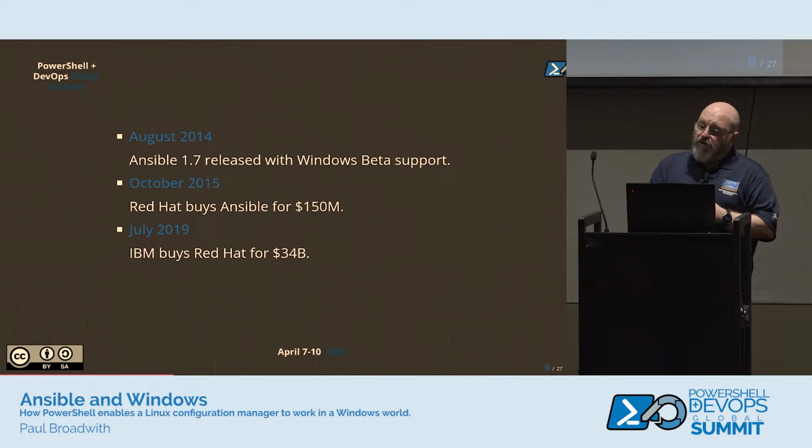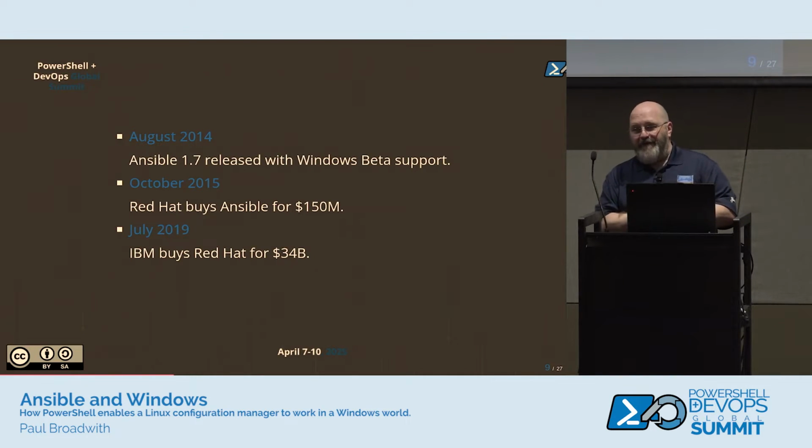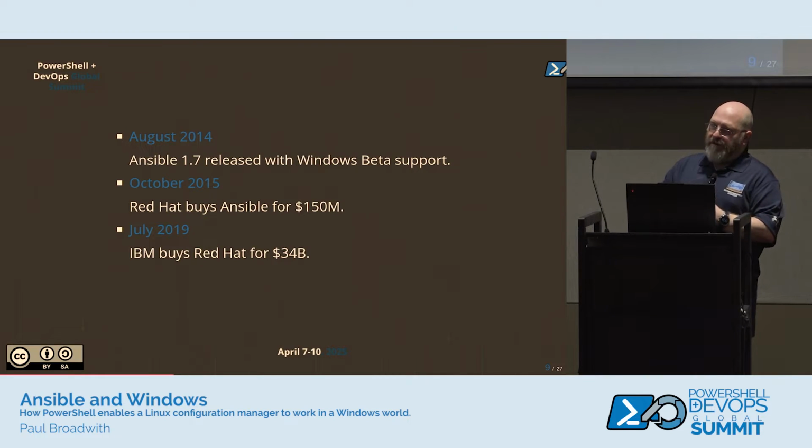And then in October 2015, Red Hat buys Ansible. That came full circle because, as I mentioned previously, Michael worked at Red Hat. They bought it for $150 million, and then IBM comes along with a massive wallet and buys the whole thing for $34 billion, including Ansible itself.